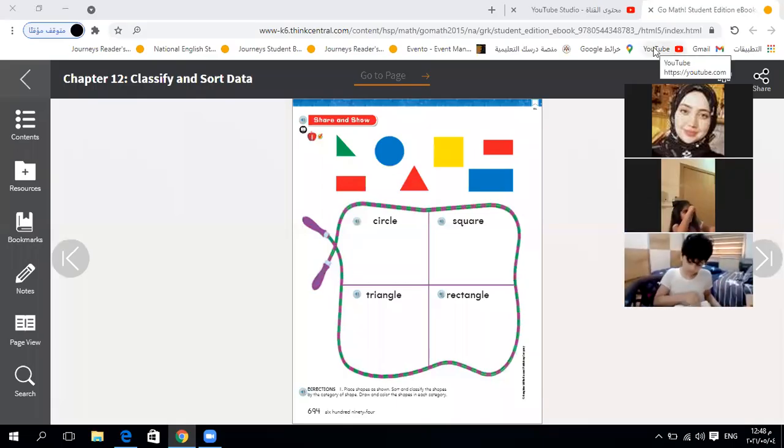So the last time, guys, we started to sort things by color, okay, by color. But today we will sort things or objects by size and shapes, okay, by size and shape. So let's look at this box in here.